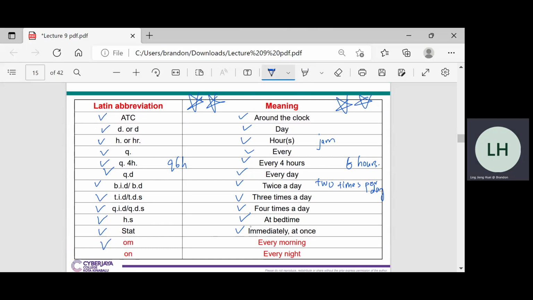And then we have the ON means every morning, setiap pagi. ON means every night. Okay. So basically, all the short forms, semua singkatan dalam slide ini amatlah penting. Okay, amat-amatlah penting.